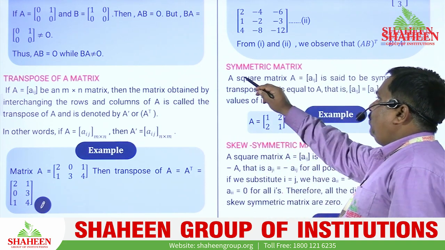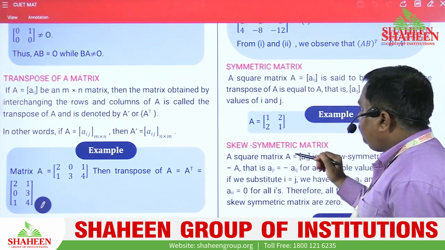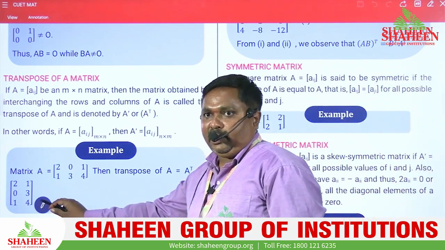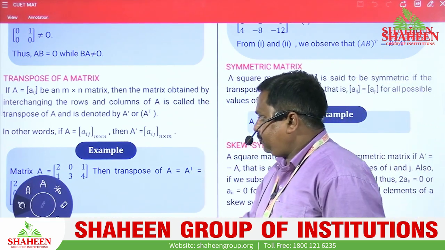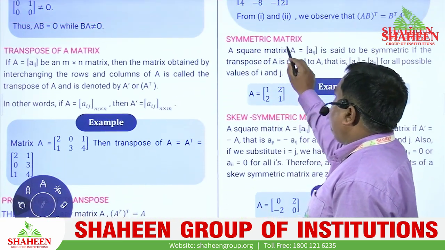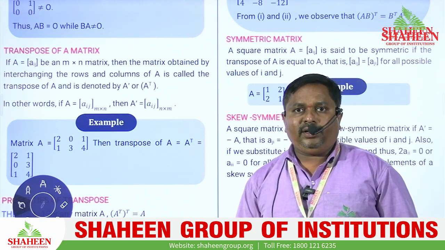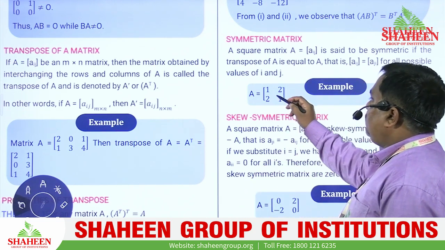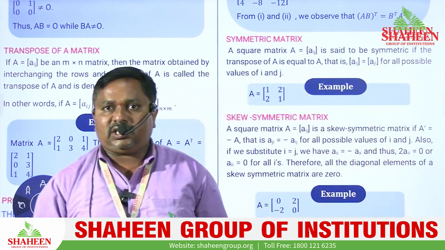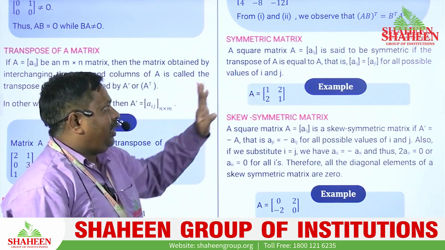Here, we'll start with the symmetric matrix. A square matrix A is called a symmetric matrix if the transpose of the matrix is equal to the square matrix itself. A transpose is equal to A.